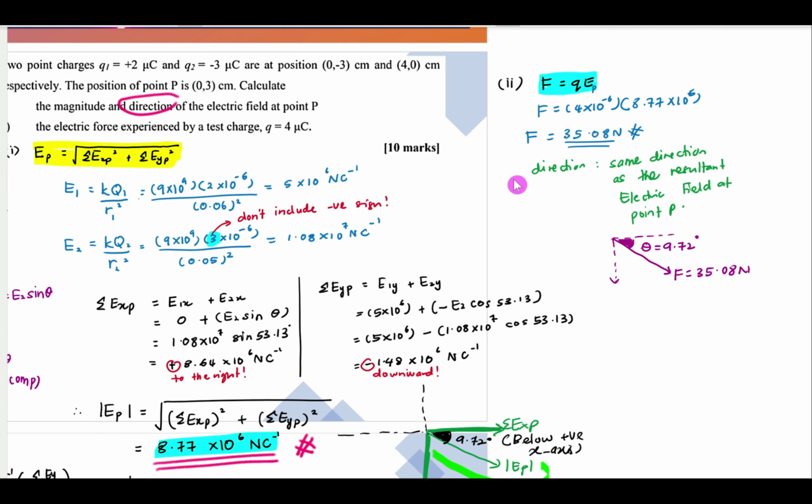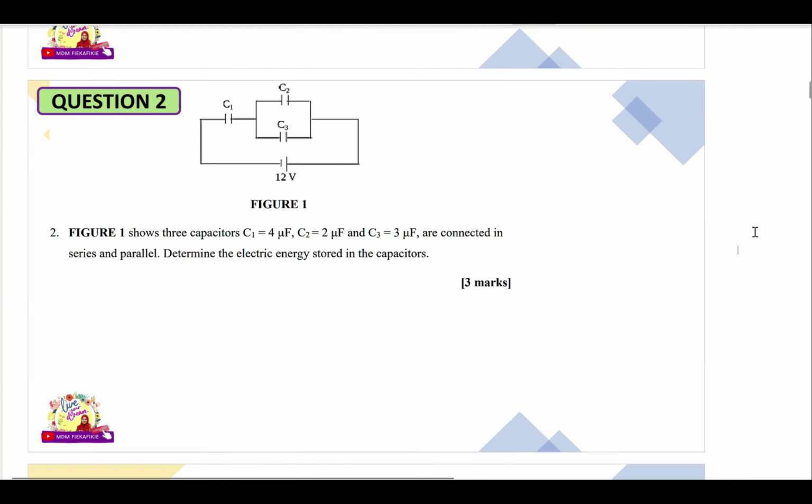So we will proceed to the second question. Alright, question number 2. So let's try to discuss. Okay, so here we have a figure of 3 capacitors, C1, C2, and C3. So they are connected in series and parallel. So if you look at this circuit, as we know that C2 and C3 are in parallel, and C1 and this group are in series. Okay, so determine the electric energy stored in the capacitors. So we want to calculate the electric energy stored in the capacitors.